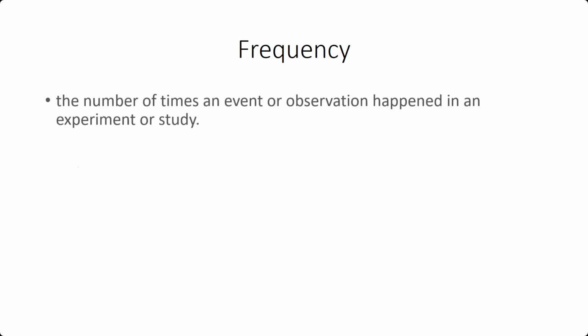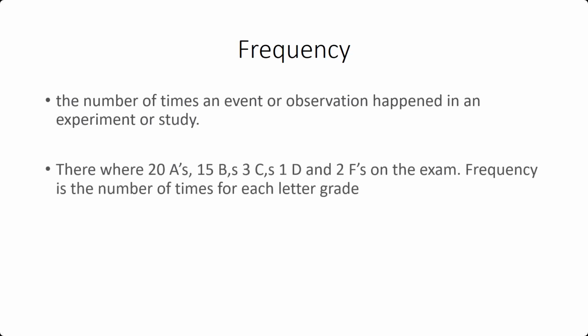Frequency is the number of times each of those answers comes up. So like the A, B, C, D: the number of A's, the number of B's, the number of C's. Frequency is the number of times an event or observation comes up. There are 20 A's, 15 B's, 3 C's.